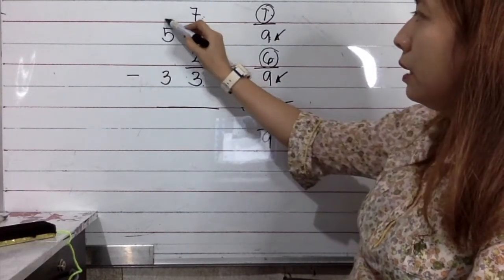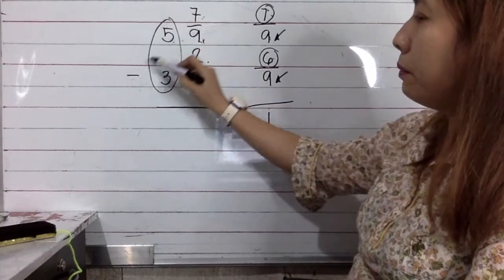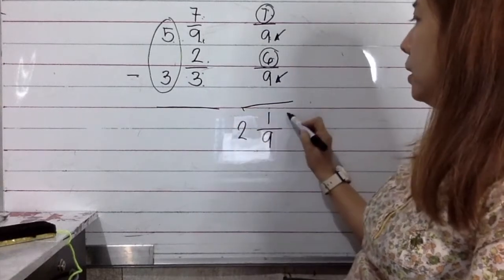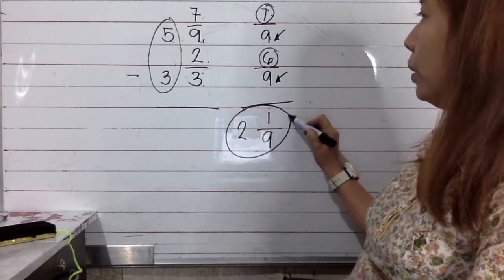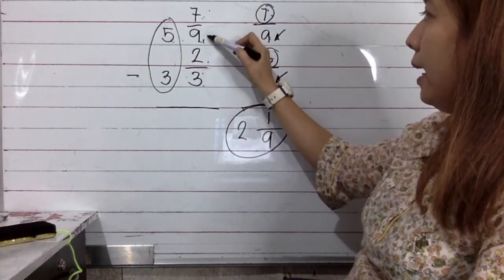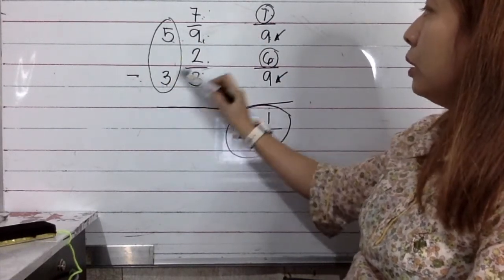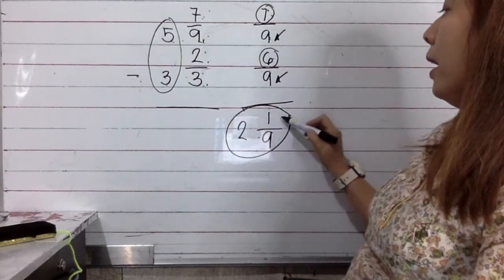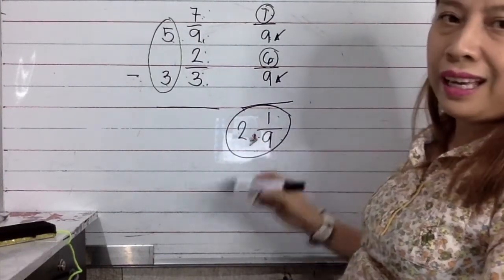How about the whole number? 5 minus 3 is 2. So the answer is 2 and 1 over 9. So 5 and 7 over 9 minus 3 and 2 over 3 is 2 and 1 over 9.